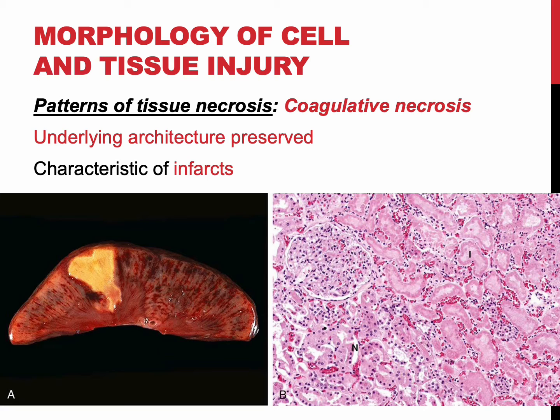So coagulative necrosis is a very characteristic type of necrosis we see with infarction. When there's a lack of blood supply to an area, the cells typically undergo this type of necrosis. What's special with this type of necrosis is that if you look at the tissue itself, the underlying architecture of that tissue is typically preserved. So again, coagulative necrosis is quite common to see.